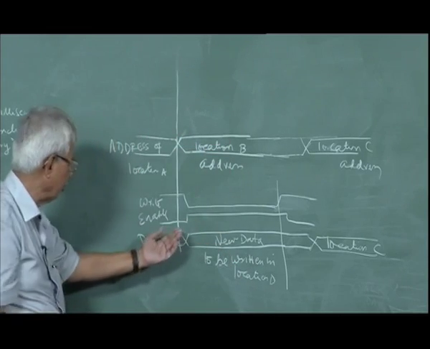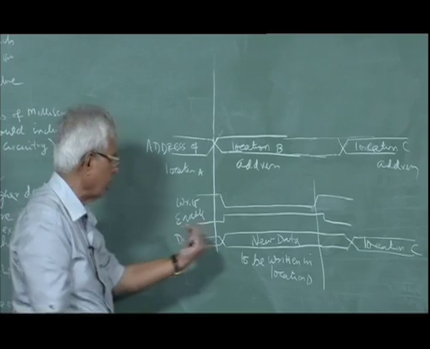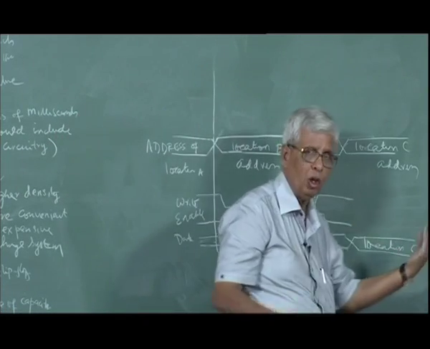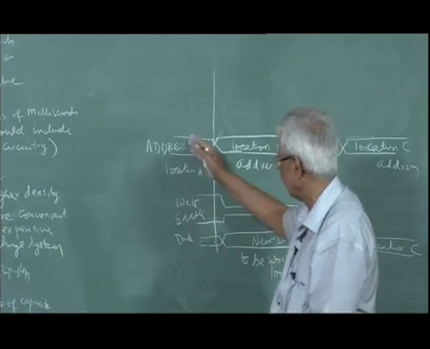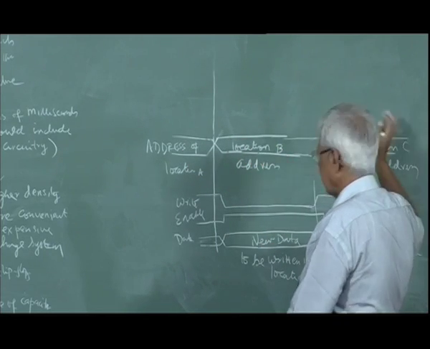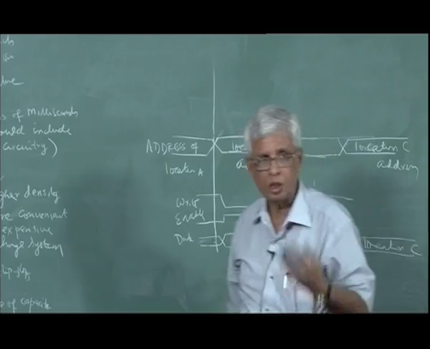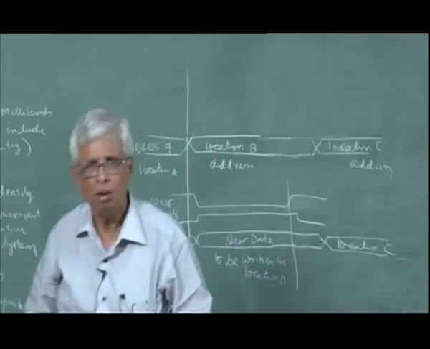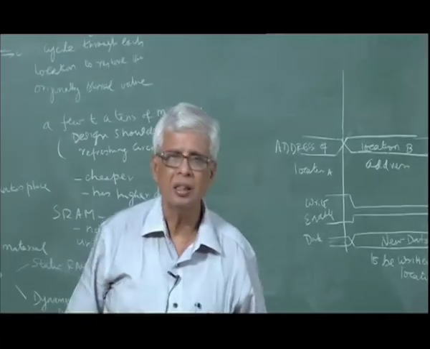What was happening before in location A or what is going to happen later in location C, we do not know. That is why we show it like this. What is the previous address, we do not know. What is the current address, we do not know. What is the next address, we do not know. How many zeros are there, how many ones are there, we do not know. This is how it is done.